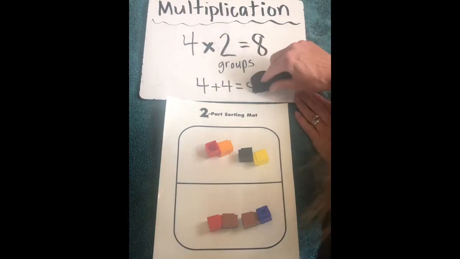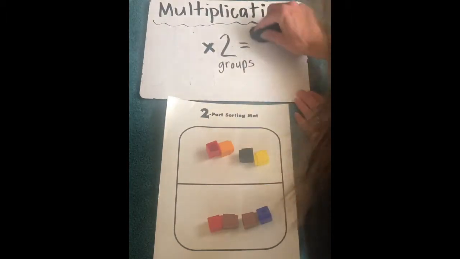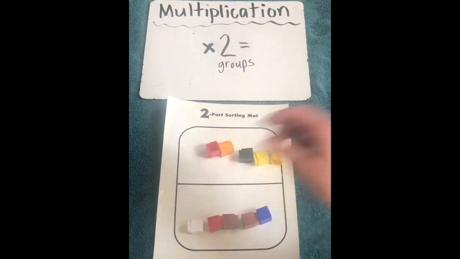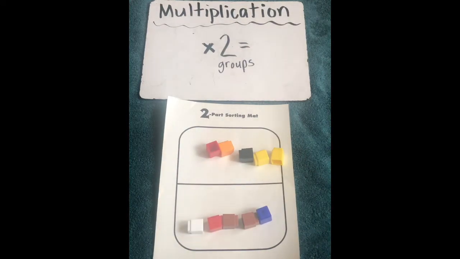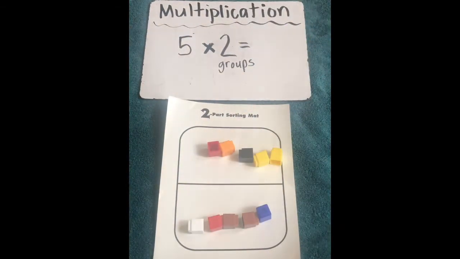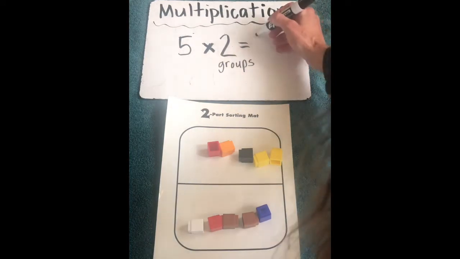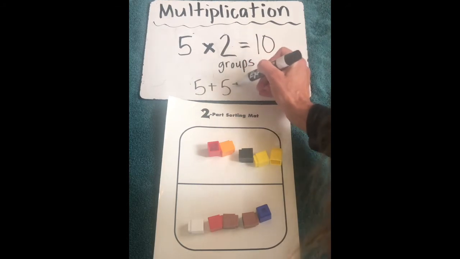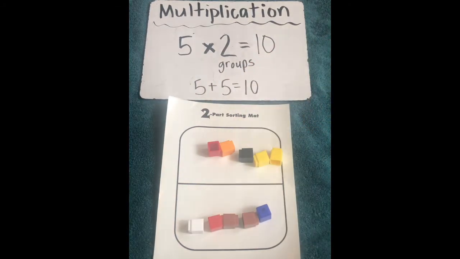Let's try that with 5 in each one of our 2 groups. I know you know already. Since it's repeated addition, this is 5 plus 5, or 5 times 2 groups that we have, equals 10, because 5 plus 5 equals 10.